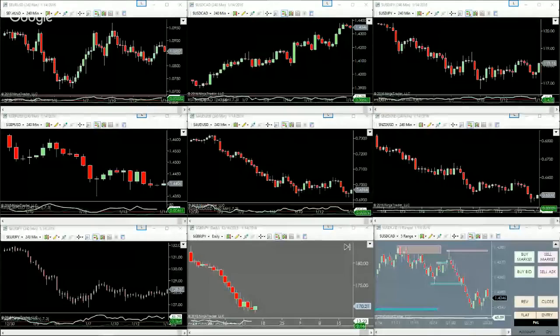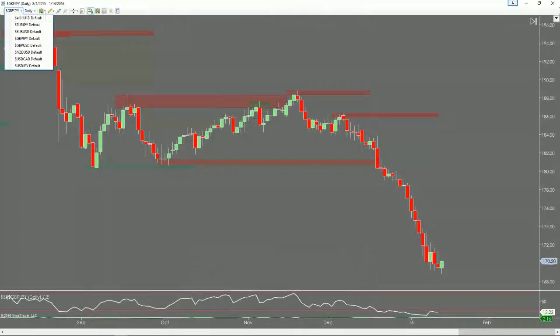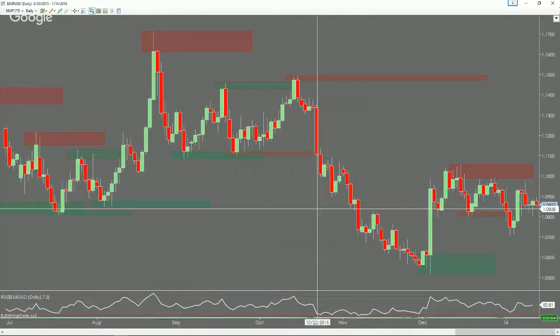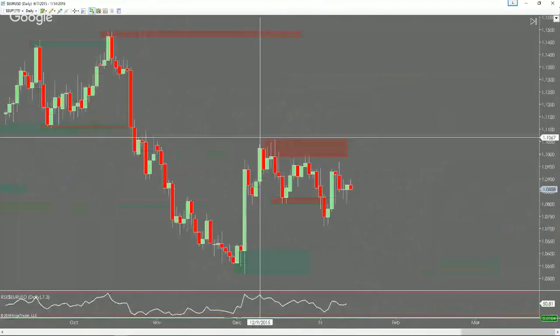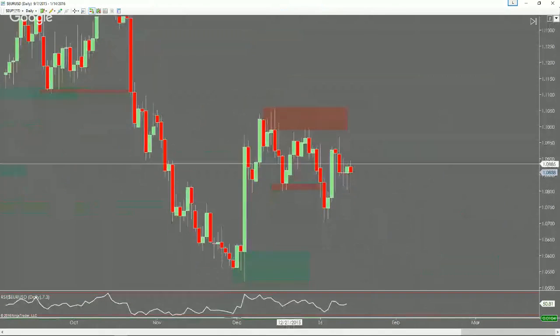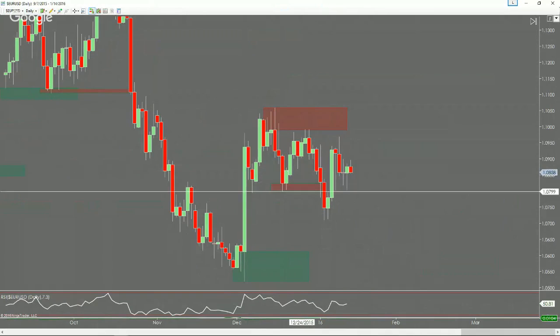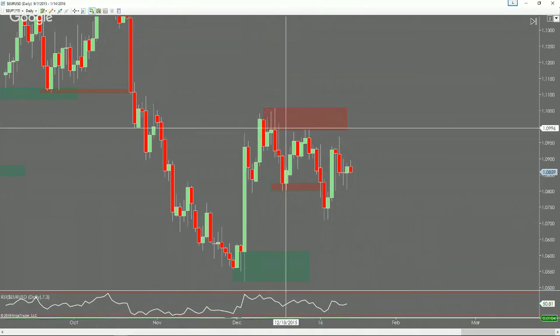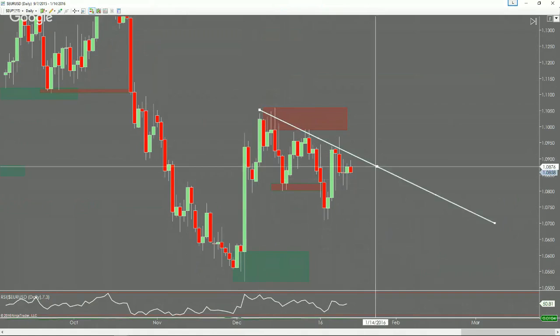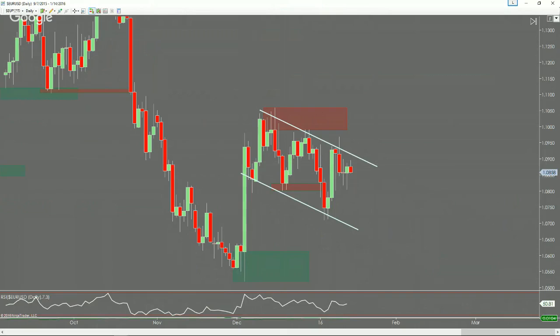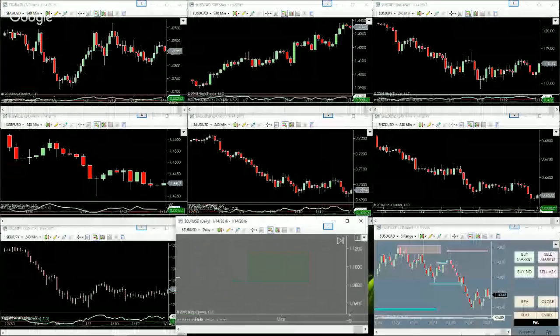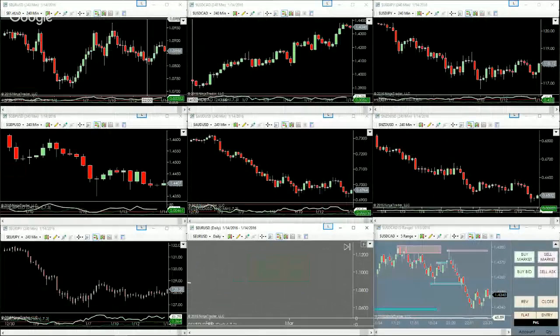So let us start with Euro dollar. Euro dollar is still heading in that bearish direction, where we are getting lower lows and lower highs. It's actually going in this channel, heading down towards that channel, or in that channel.